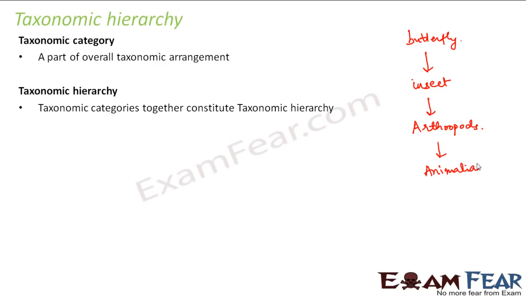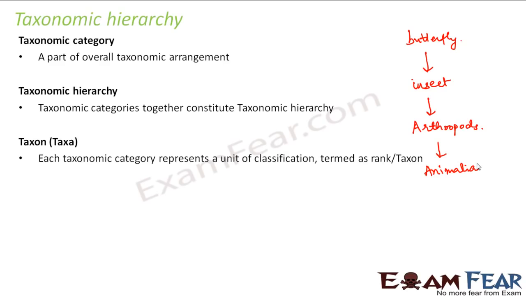So here each step, whether these are butterflies or arthropods or animalia, they represent taxonomic categories and they all together form the taxonomic hierarchy. Now, taxa is a plural term. The singular term of taxa is taxon. Each taxonomic category represents a unit of classification and is known as taxon or rank. That means each level is known as a taxon or taxonomic category, however you call it.